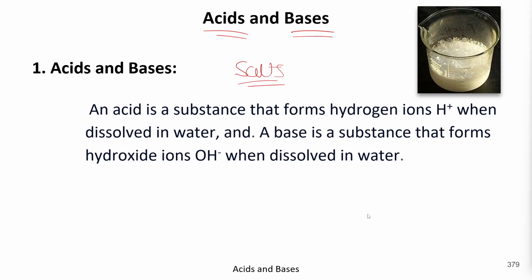Okay. So basically, by the simple definition, an acid is a substance that forms hydrogen ions, or H plus ions, when dissolved in water, whereas a base is a substance that forms hydroxide ions, or OH minus ions, when dissolved in water. This is the basic, simple definition of acids and bases. Acids and bases react together to form salts. We will learn about them in detail in this lecture.